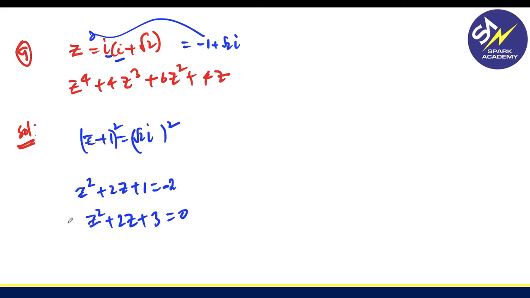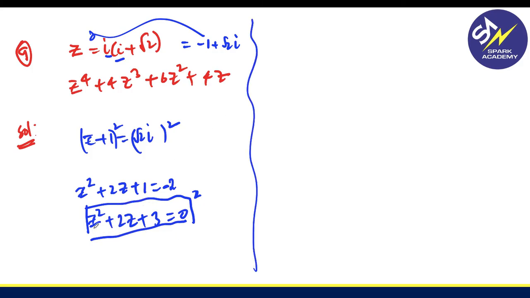Okay, so I know z square plus 2z plus 3 equals 0. Now, what if I square on both sides again? The hint in the question is that you need it in terms of power 4. So let's see if we can simplify this expression a little.